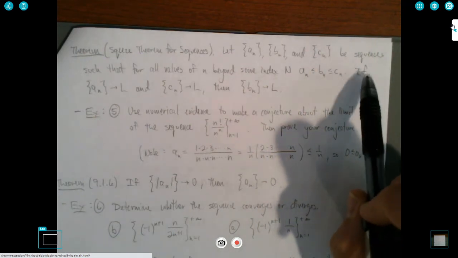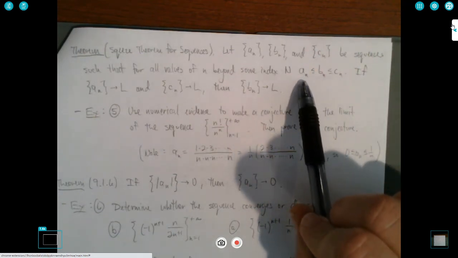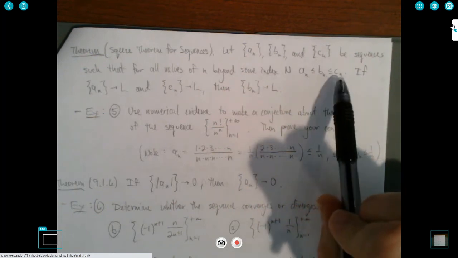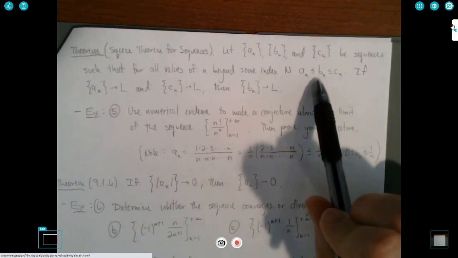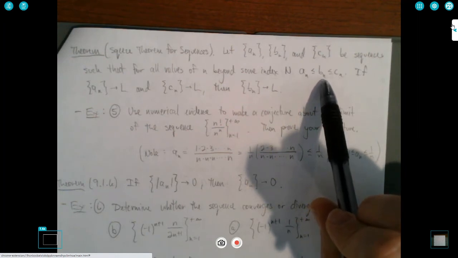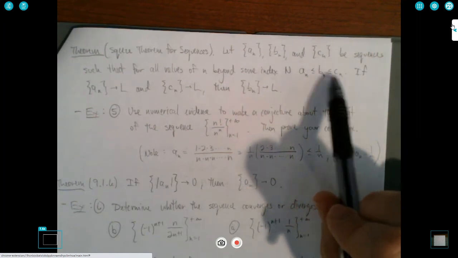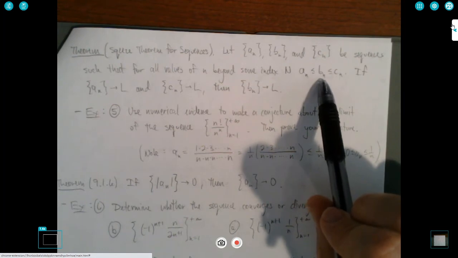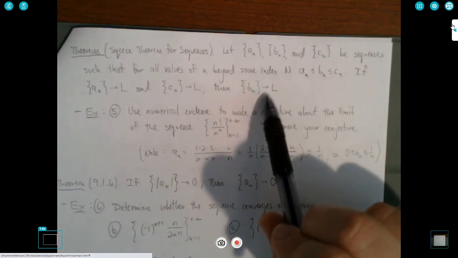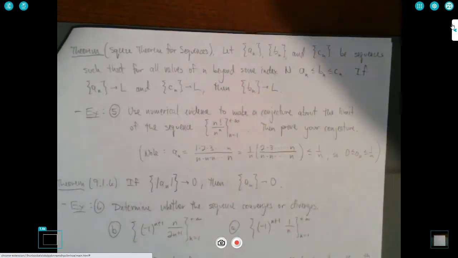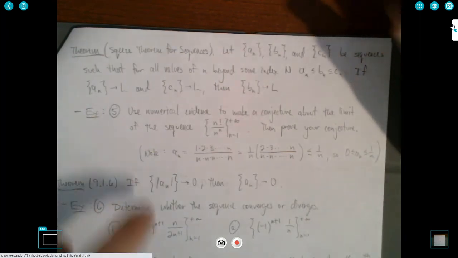Then if A converges to L and C converges to L, then B also has to converge to L. It's the Squeeze theorem. If these things are both going to L and B is between them, then B has to go to L. That's what the Squeeze theorem is saying. So let me give you an example of that.